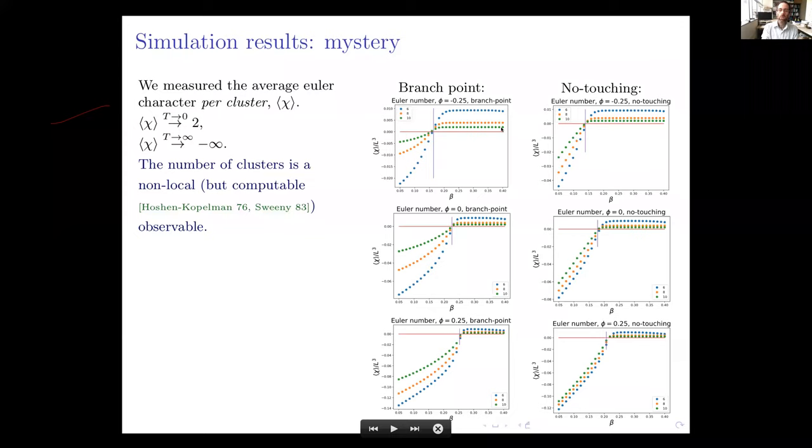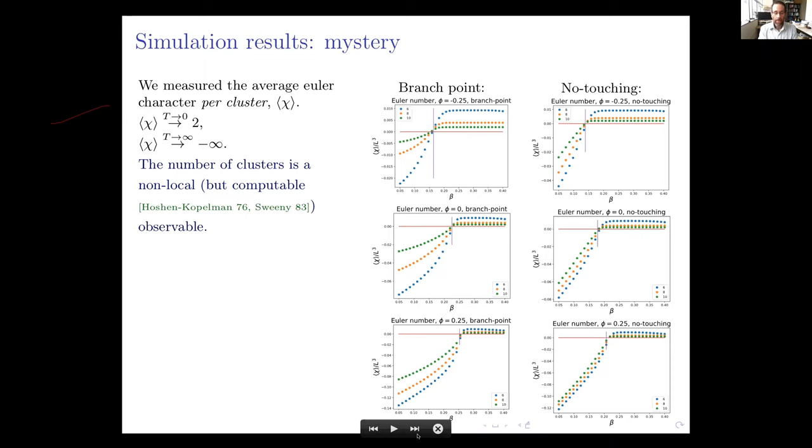An interesting thing is that in each case, this purple line is the critical point as measured by the data collapse of the Binder cumulant, and this red line is zero. It's just where the Euler character is equal to zero. And it seems like this crossing of the Euler character occurs not only at the Ising critical point, but also at zero.